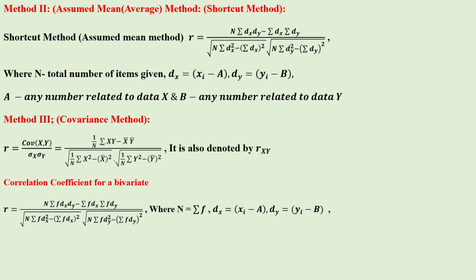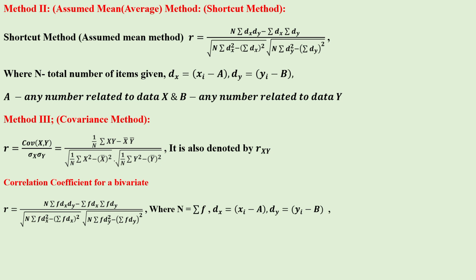dx is the deviation from the assumed mean or deviation from the mean. Whatever it is, better you take the assumed mean. That is the shortcut method. dx is equal to xi minus A, dy is equal to yi minus B. Sometimes we take dx equal to (xi minus A) by h, where h is the interval length.